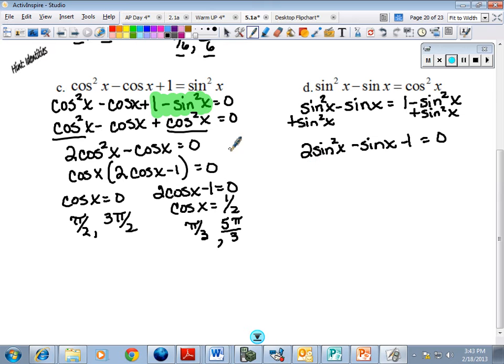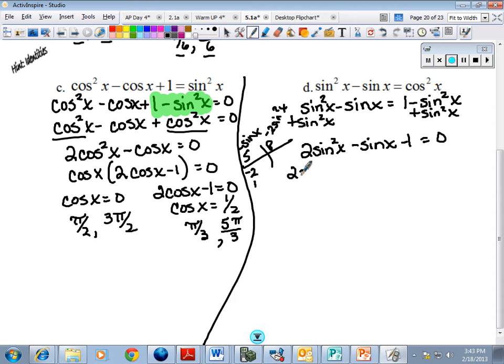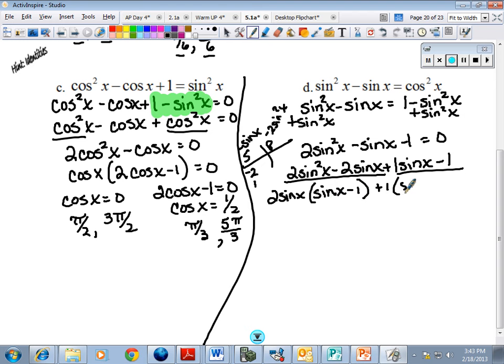Can I factor that? Let's see. I mean, negative sine of x and negative 2 sine squared. What multiplies together to give you negative 2 and adds to give you negative 1? Well, negative 2 and 1. So it'll be 2 sine squared of x minus 2 sine of x plus 1 sine of x minus 1. Group. I can take out a 2 sine of x. It'll be sine of x minus 1 plus 1 sine of x minus 1. So sine of x minus 1 and 2 sine of x plus 1.